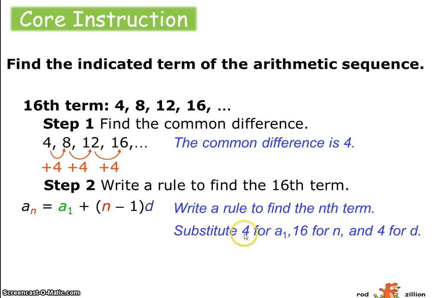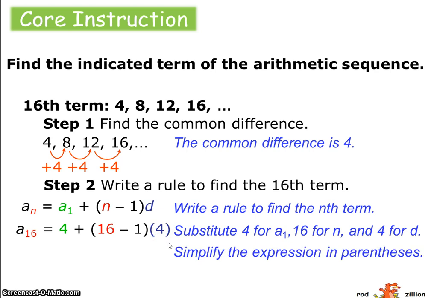So I'm going to sub in 4 for a sub 1. That's where we're starting. That's the initial term. 16 is going to be substituted in for n. That's the term that we're looking for. And 4 is going to be substituted in for d, the common difference. So a sub 16 equals the initial term 4 plus 16 minus 1 groups of 4. Looking for the 16th term, so it's going to be 16 minus 1 times the common difference. So now I can evaluate that, simplify the expression.